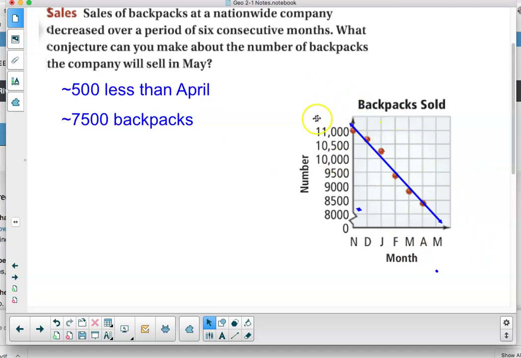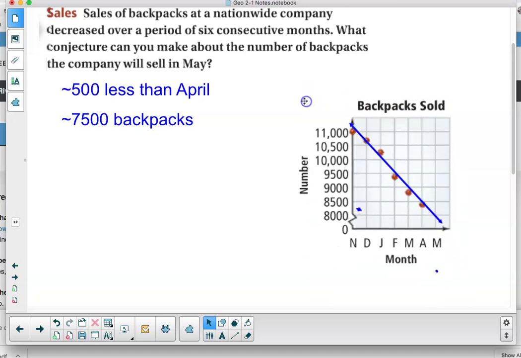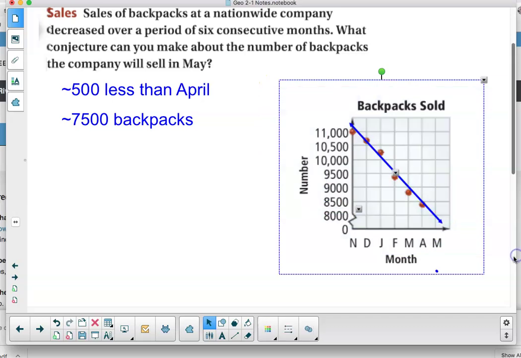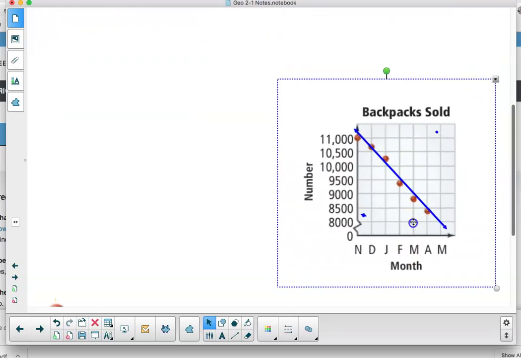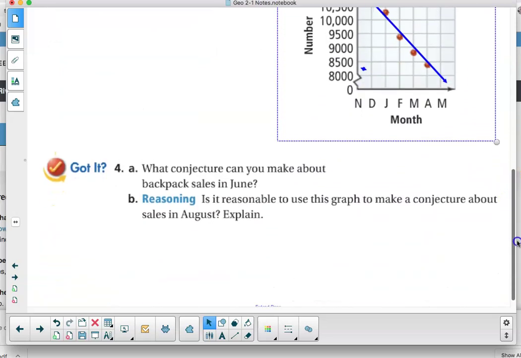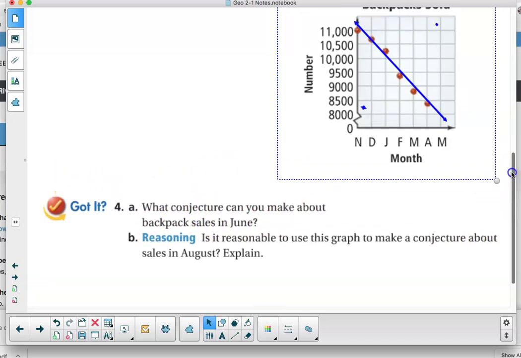Now, I put a best fit line to give me that trend line, okay, to give us an idea, because that's really what I'm doing. I'm asked to predict based on a trend. So I'm going to group that, and I am going to bring it down for us to answer the next 2 questions here. And I want you to answer these 2 questions. What conjecture can you make about backpack sales in June? Okay, go ahead and talk to your row partner about it. And if you're at home, talk to yourself in the mirror. Pretend you're your own row partner. You know, the me, myself, and I row partner.